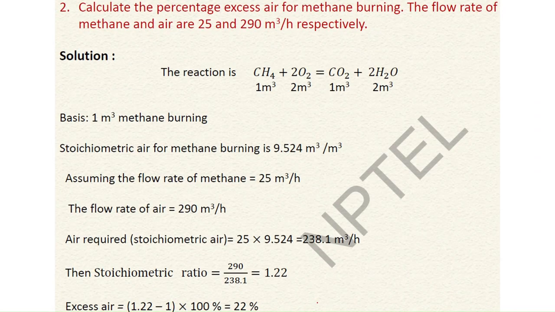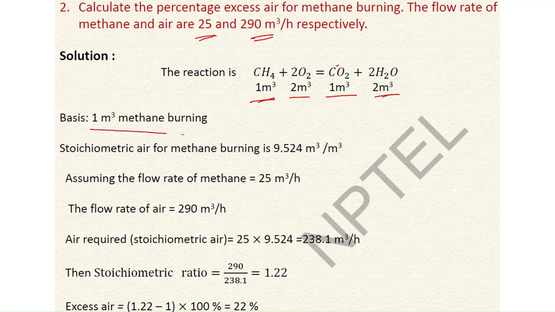Coming on to the next question, calculate the percentage excess air for methane burning. The flow rate of methane and air is given as 25 and 290 meter cube per hour respectively. So the reaction taken is 1 mole of methane plus 2 moles of oxygen gives 1 mole of carbon dioxide and 2 moles of water vapor. This is taken on the basis of volume percentage. So 1 meter cube of methane requires 2 meter cube of oxygen to give 1 meter cube of carbon dioxide and 2 meter cubes of water vapor.